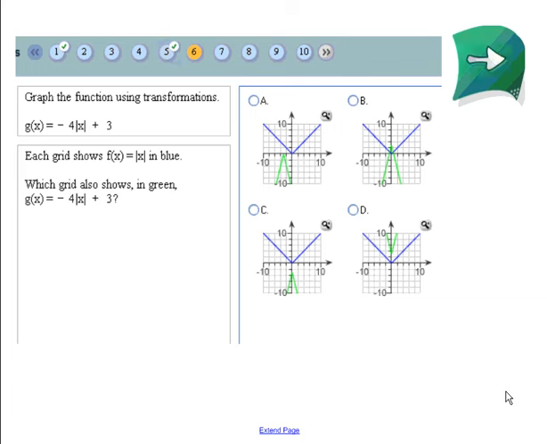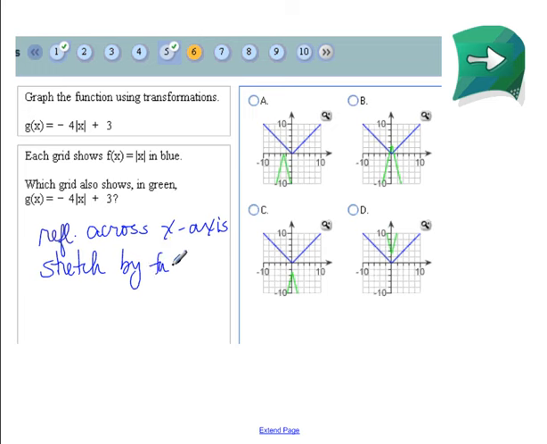Now, I just picked a couple problems from my math lab because really what we've seen by hand or from the book is going to be similar to what you're going to expect to do online. This is to graph using the transformations: the opposite of 4 times the absolute value of x plus 3. The grid shows the absolute value of x in blue, and we've got to choose which one shows the opposite of 4 times the absolute value of x plus 3. Well, that opposite of 4 is doing a reflection across the x-axis. Then we're stretching by a factor of 4. And then we're moving up 3 units.